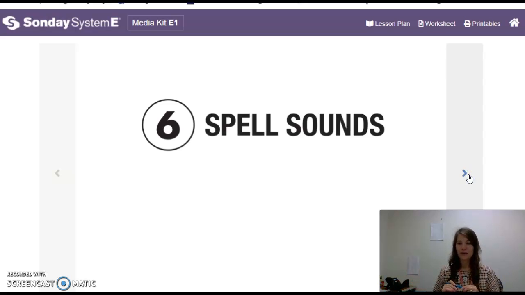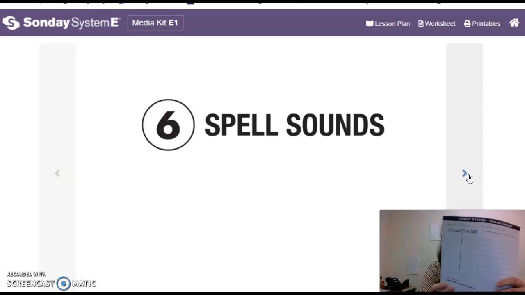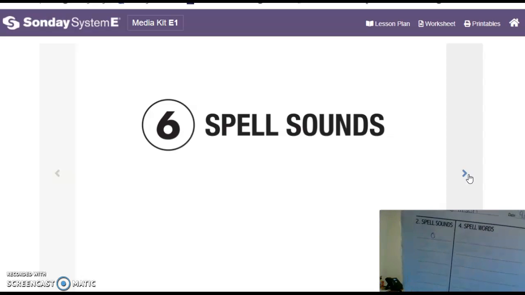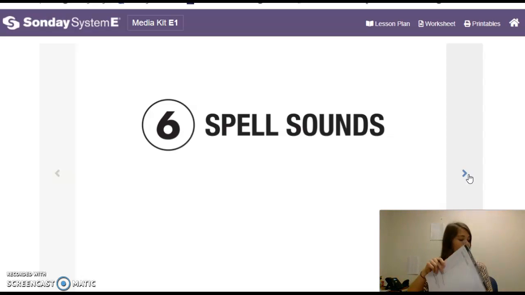Now we are on to our spell sound section. So this can be found on your notebook. It says 2 spell sounds. This is kind of the opposite of what we just did because I'm going to give you the sound. Ms. Johnson will say the sound, and I want you to write down what letter or letters makes that sound. So I will demonstrate on my sheet. The first sound I will give you is ah, octopus. So I wrote O on the first line, which is what you should have.